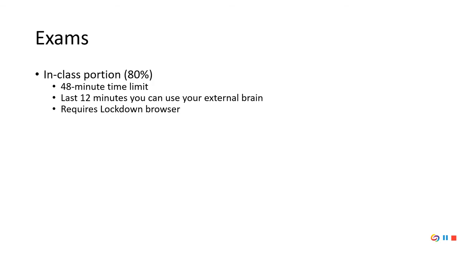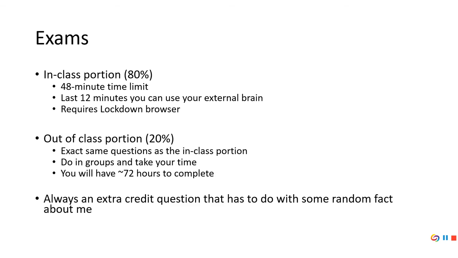So the exam has an in-class portion that's worth 80%. You get about 12 minutes to use your external brain, so your notes and anything else that you've created. You have to do this on the lockdown browser. And then you have the out-of-class portion, which is the exact same exam for everybody. And most of the questions are the same, if not all of them being the same as the in-class portion. You'll have about 72 hours to do this. And on both of them, there's always an extra credit question that has to do with some random fact about me. Okay, so I've already told you a few things about me. The extra credit question from exam 1 has already been told to you in this video.